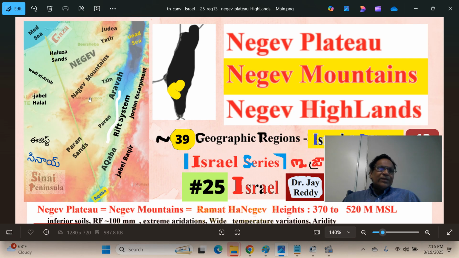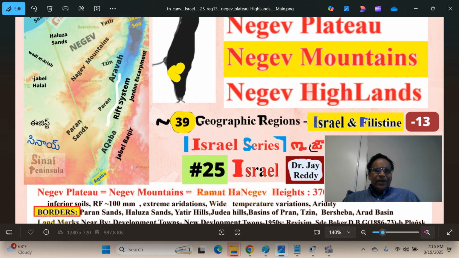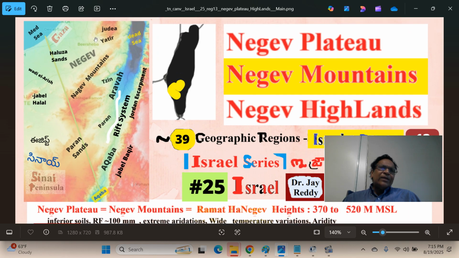There is a mountain called Mount Ramon. There is also a crater, the Makhtesh, in that area. From that area, you can see an elevated broad region until Beersheba. This entire area is a plateau upland region, 300 to 520 meters or so in elevation. So this entire area is the Negev mountains, the Negev Plateau.